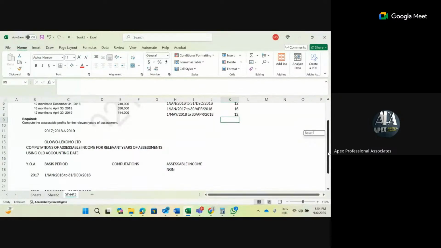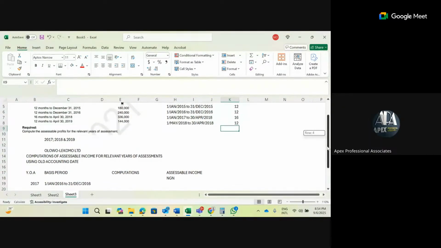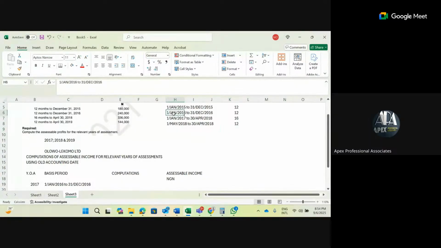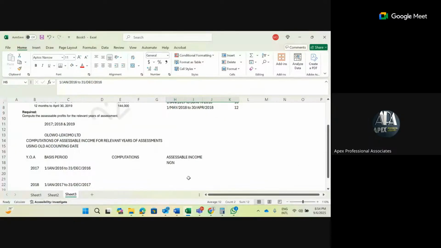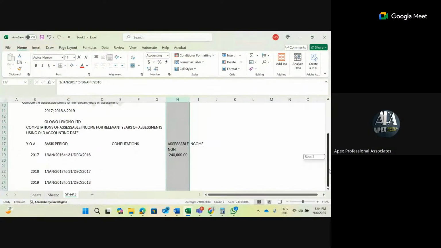So now the computation or determination of the accessible income. 1st of January 2016 to 31st of December 2016, I'm easily going to get the accessible profit of 12 months of 240,000. So that means I don't need to show any proration. This is my 240,000 naira. No need of showing any proration of anything. It's 240,000 naira.